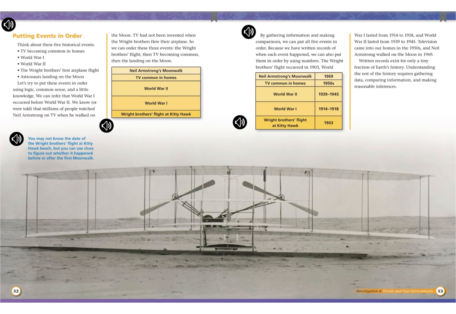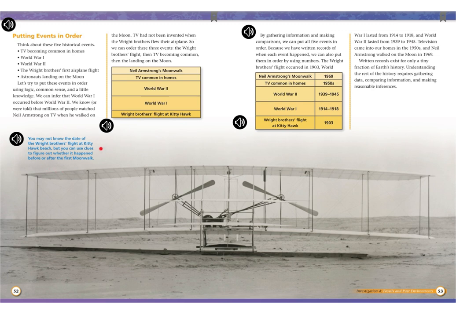Television came into our homes in the 1950s. And Neil Armstrong walked on the moon in 1969. Written records exist for only a tiny fraction of Earth's history. Understanding the rest of the history requires gathering data, comparing information, and making reasonable inferences.